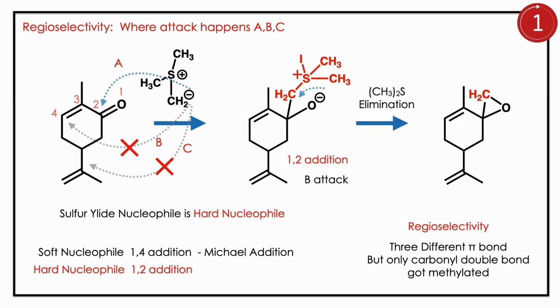Since you have a conjugated ketone, as we discussed already, 1,2 addition and 1,4 addition, sulfur ylides are harder, so 1,2 addition is the major one. Even though it has 3 pi bonds in the system, only the conjugated ketone will be attacked because of the 1,2 addition. So the reaction happens at the carbonyl carbon, not with any other alkene. Finally, methylation happens at the carbonyl. The concept you have to learn here is sulfur ylides are hard. It will undergo 1,2 addition.